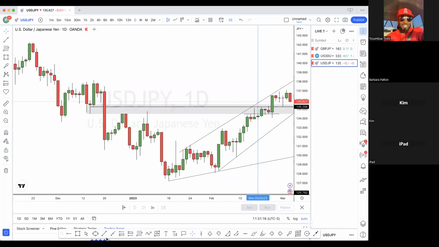Some would say that, and I should have done this first before I did this, but I'll go back to it. Some would say that because the wick broke through, it violated the order block. I personally don't see it that way, because I look for closed candles. That's just what I look for when I'm trading.